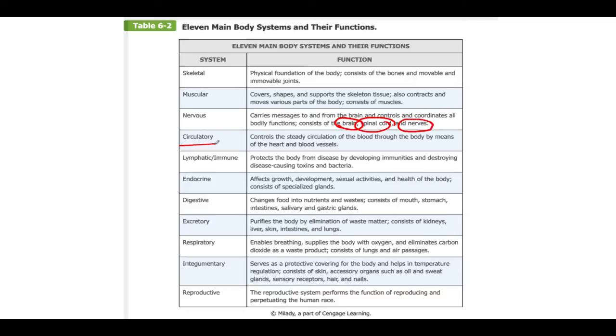Then we have the circulatory system, and that we know is the heart and the blood vessels, which control the steady circulation of blood through the body by means of the heart and blood vessels.